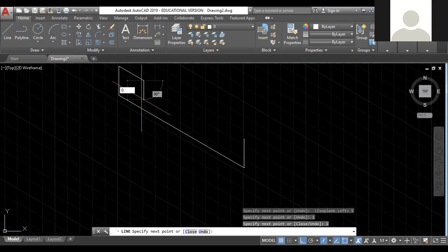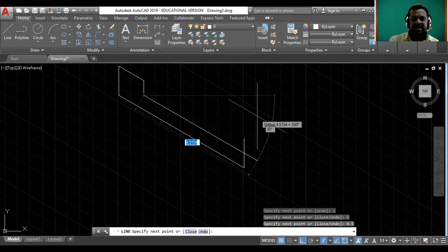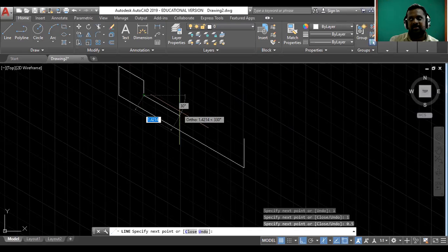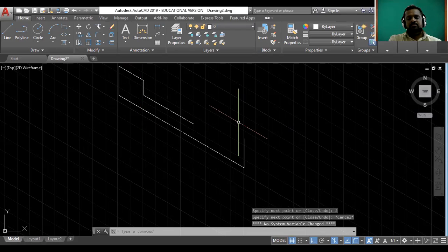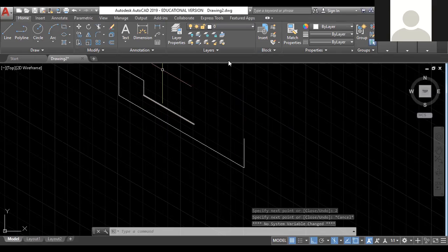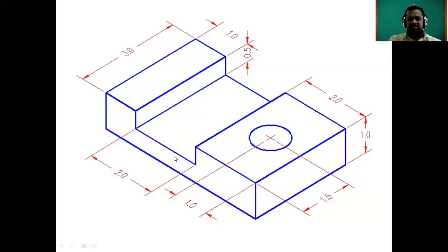Then in downward direction it is 0.5. Enter. And in this side 2 mm. It is correct. Okay, here we have to stop. It is 2 mm, na? Yes, sir. No, it is 2 mm.